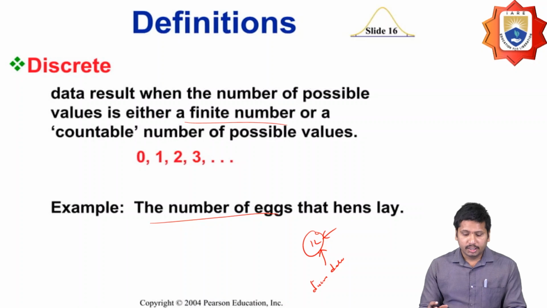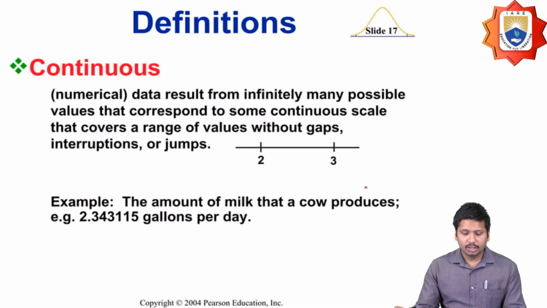Okay, so discrete data means data that results from a number of possible values that may be either a finite number or a countable number of possible values. For example, the number of eggs that a hen lays will be treated as discrete data. And what should be continuous data?